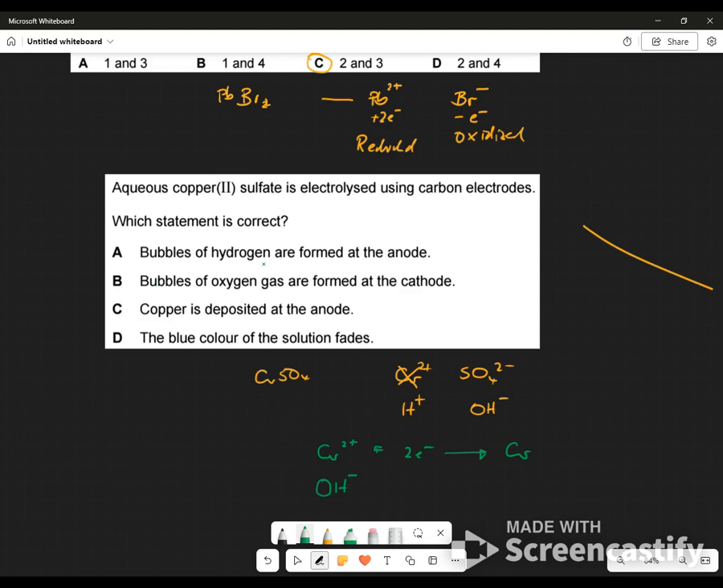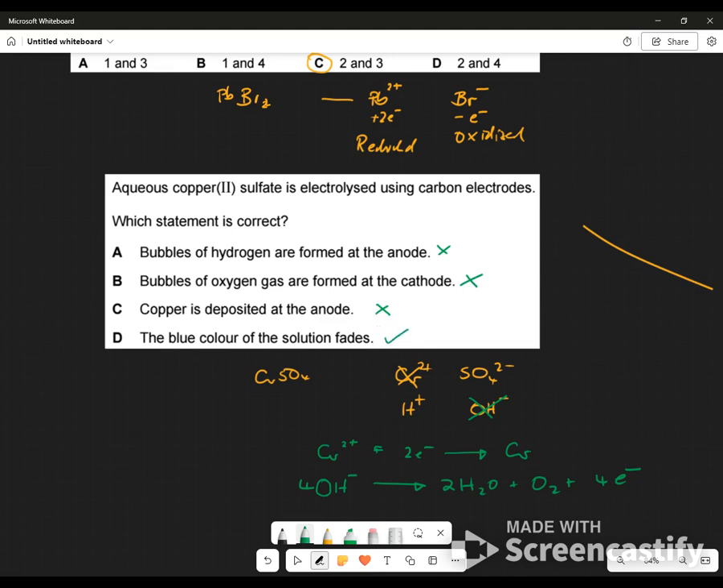Which statement is correct? Bubbles of hydrogen are formed at the anode. No, hydrogen isn't discharged here, so that's wrong. Bubbles of oxygen gas are formed at the cathode. No, the OH minus is going to go to the anode, so that's wrong. Copper is deposited at the anode. No, that's not true. Copper is going to go to the cathode, so that's wrong. And the blue color of the solution fades.